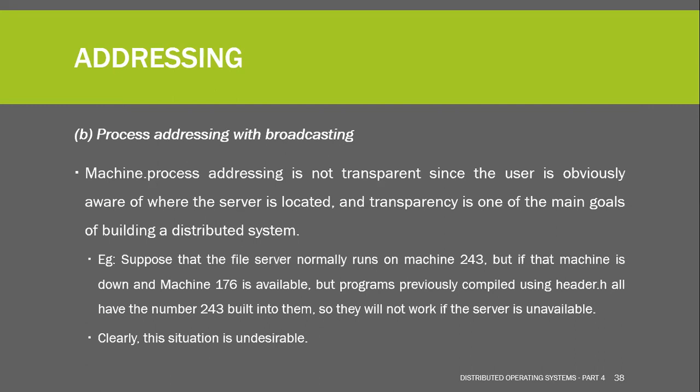Process addressing with broadcasting. Machine-process addressing is not transparent since the user is obviously aware of where the server is located, and transparency is one of the main goals of building a distributed system. For example, suppose the file server normally runs on machine 243, but if that machine is down, machine 176 is available. Programs previously compiled using header.h all have the number 243 built into them, so they will not work even if the server is available. Clearly, this situation is undesirable.